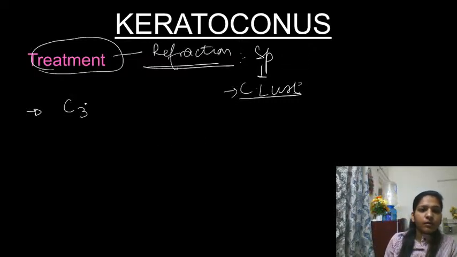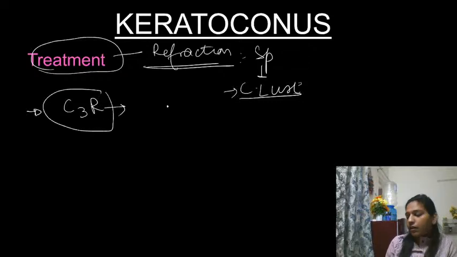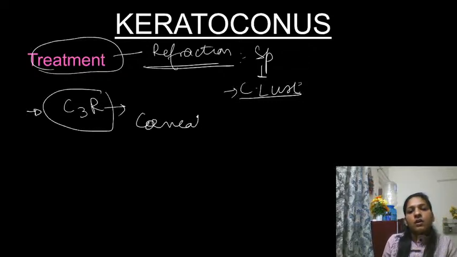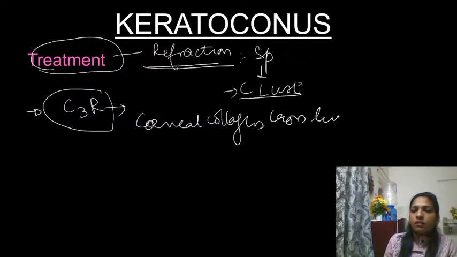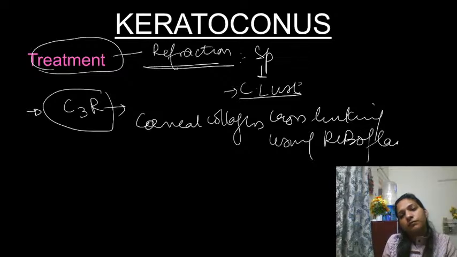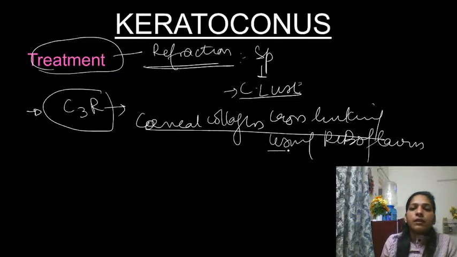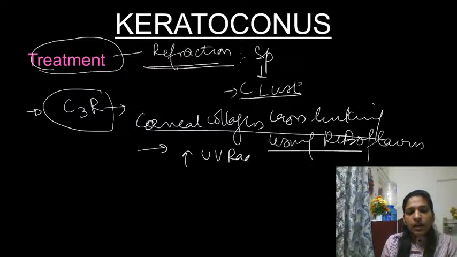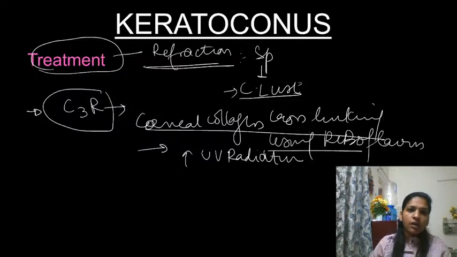It is C3R. Have you heard of this? Corneal collagen cross-linking using riboflavin. In this, riboflavin is put over the cornea along with UV radiation, and it helps to strengthen the cornea, because due to excessive protrusion and thinning, the cornea becomes very weak. So our aim is to strengthen the cornea.